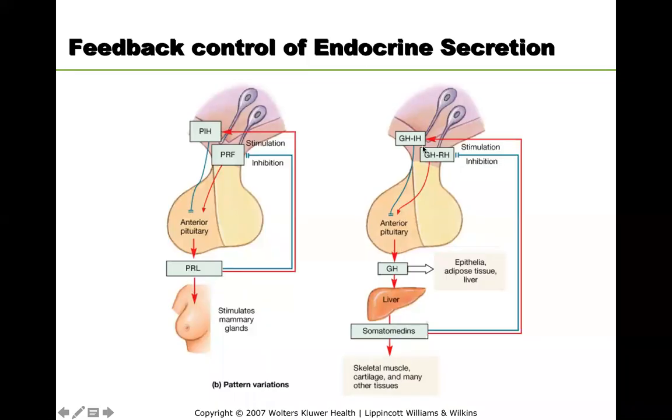Same thing for growth hormone. Growth hormone inhibitory factor and growth hormone releasing factor are there, which act on the anterior pituitary to produce growth hormone, which acts on the liver to have its action on skeletal muscles, cartilages, and other tissues. So here the liver is not producing another hormone, but it is acting on the target to do the action of the physiology. And it definitely is also under the negative feedback loop.